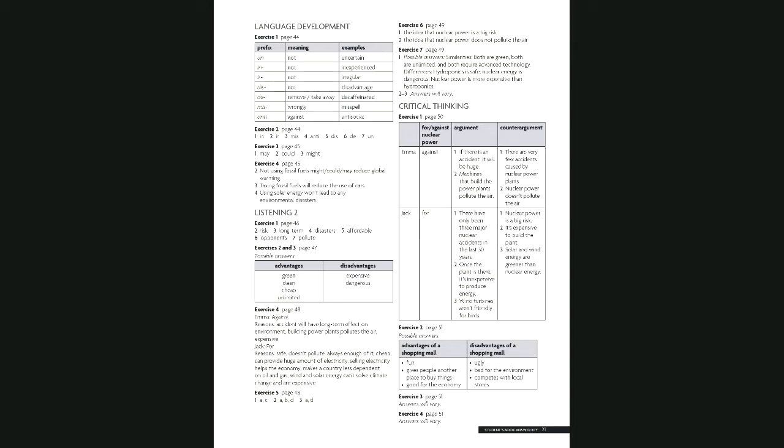So let's look at, I think we left on page 47. We're starting here with advantages. If we say one advantage is being green, it just means environmentally friendly, does not pollute the environment. Advantages of nuclear power could also be clean, cheap, and unlimited.